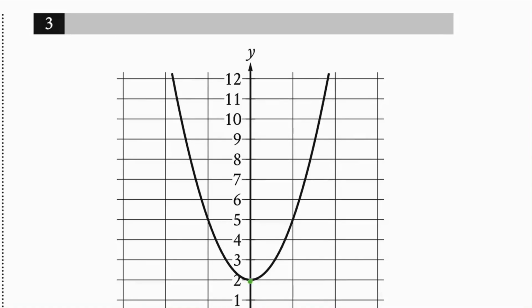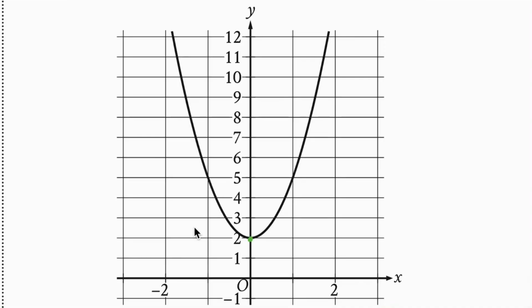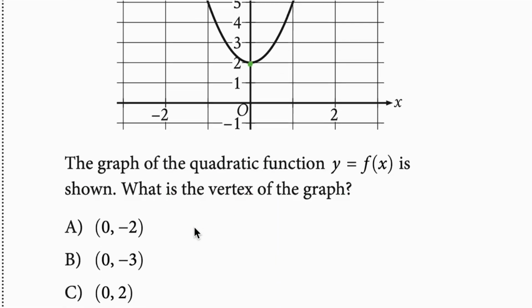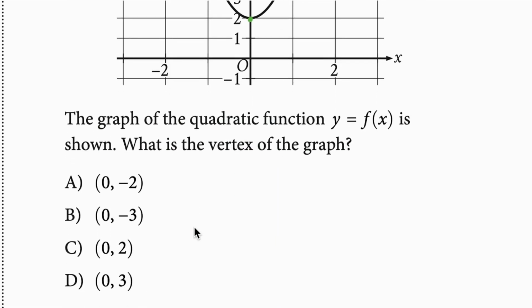Question number 3, bundle 7, module 2. A graph is given to us. It's an upward parabola. The graph of the quadratic function y equals f(x) is shown. What is the vertex of the graph?